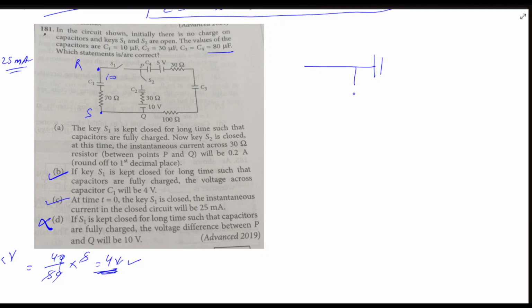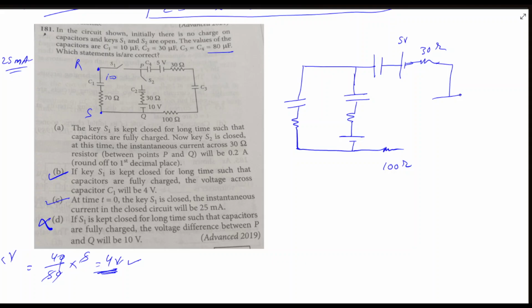This is our capacitor. This is closed. We have another capacitor, resistance, cell. We have capacitor C1. We have a resistance 70 ohm, and then we'll join them. We have 100 ohm. Now here we have 5 volt. This is 30 ohm. This is capacitor C3. This was C1. This was C2. And this is C4. Okay, and we'll join them.